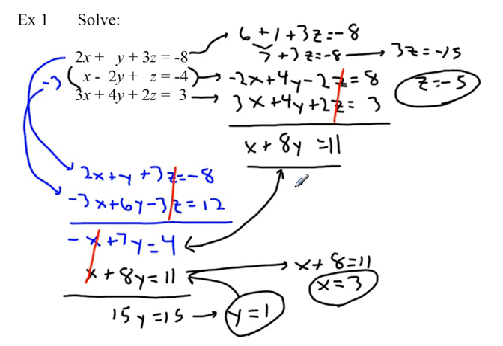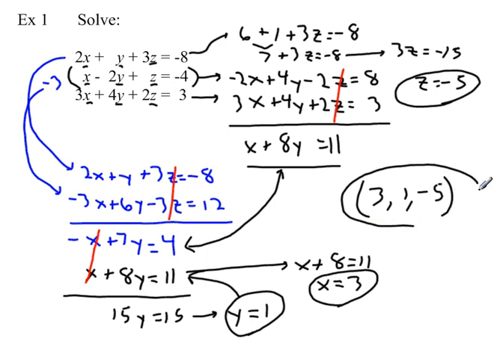Now, if we want to check our work, we plug x, y, and z into every equation. There's only one set of points. There's one x, one y, one z that'll make all three equations true. And here they are, 3 for x, 1 for y, and -5 for z. I'm going to write my answer as a point or an ordered triple, and there's my solution.